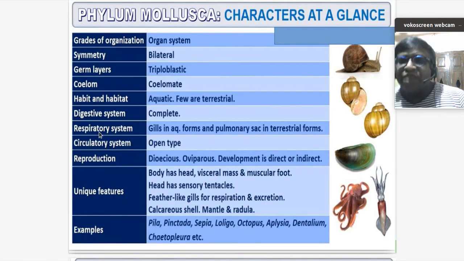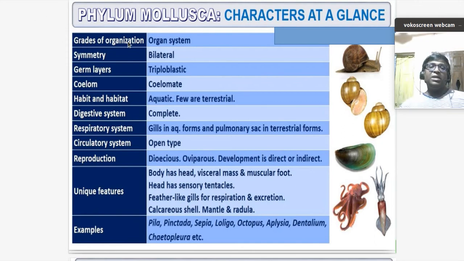So what are the salient features of this phylum Mollusca? The first four things are common. They have organ system, they are bilaterally symmetrical, they are triploblastic animals, they are coelomate. Now habit and habitat: majority of them are aquatic, a few of them are terrestrial.